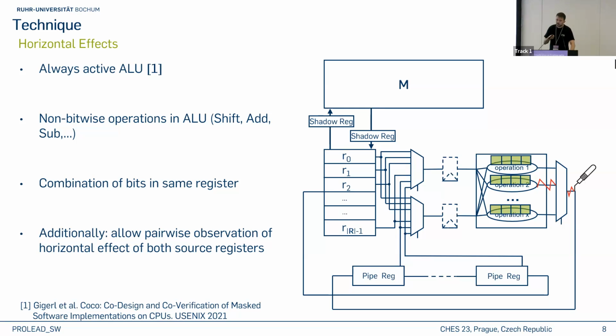So for example, if we place a probe at the output of our multiplexer here, this will propagate back to an operation, and we can see here that the operations are connected to both of the source registers.